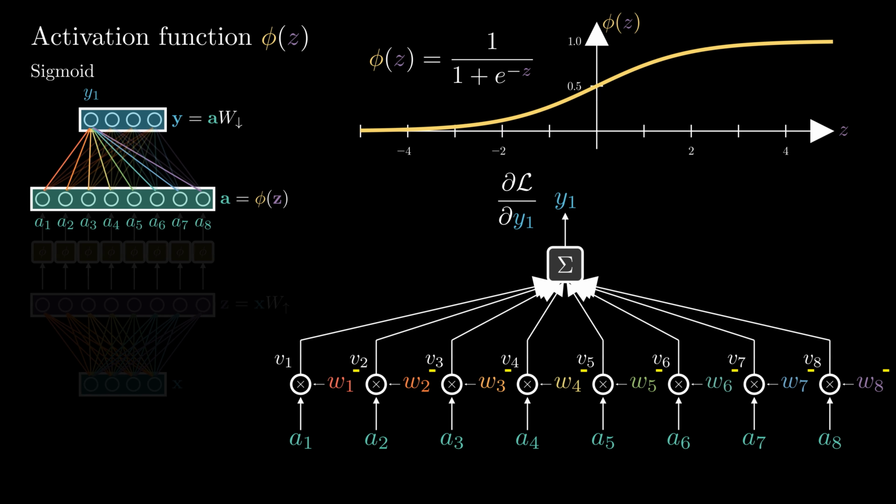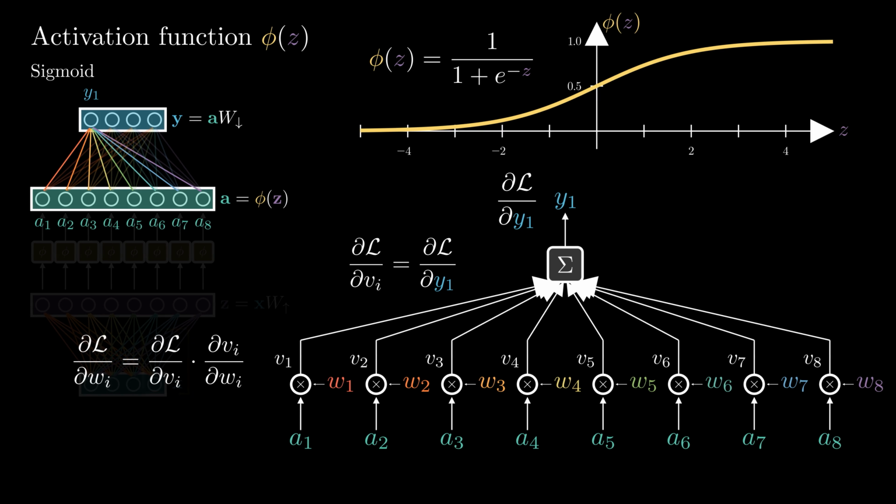To update the parameters w1 through w8, we must backpropagate the gradients through the network. We can first compute how each intermediate product vi affects the loss. By the chain rule, this gradient is the product of the upstream gradient and the local derivative. Since y1 is simply the sum of v1 through v8, the local derivative is 1. We are now ready to compute the gradient of the loss with respect to each weight. Since vi equals wi times ai, the local derivative with respect to wi is just ai.